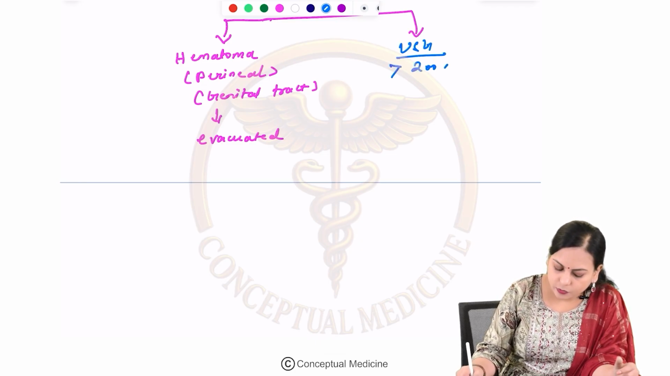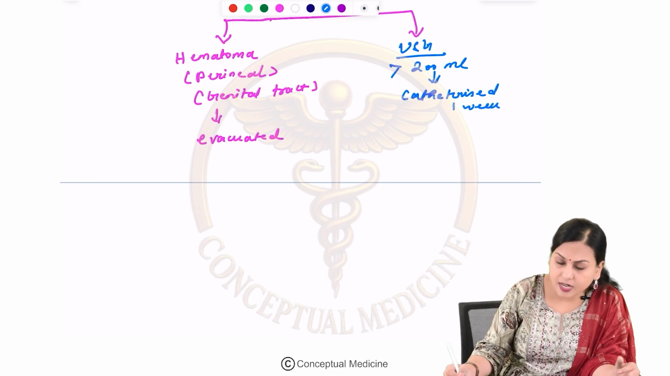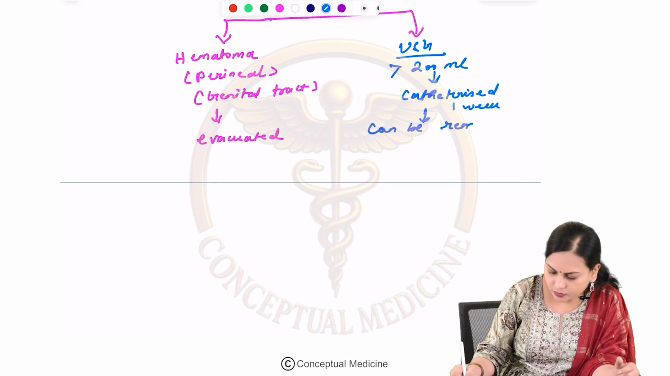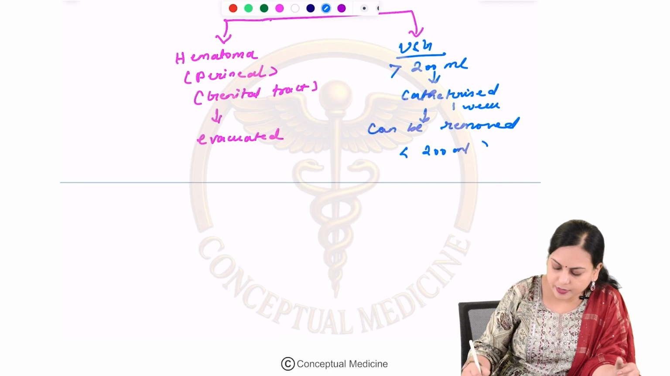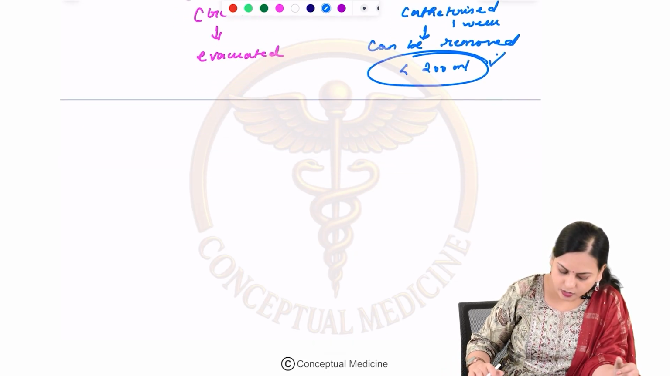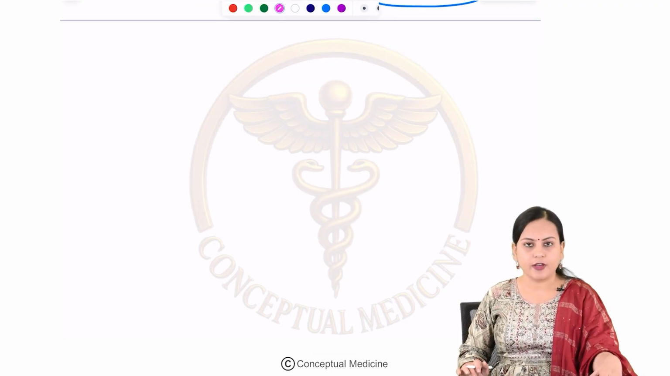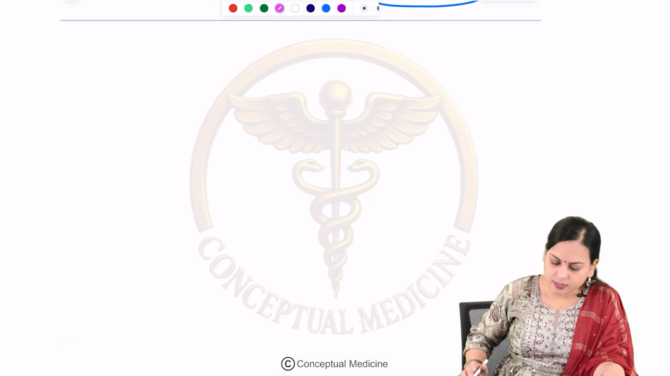If the residual urine is more than 200 ml, she should be catheterized for 1 week at least. Then after 1 week, this can be removed. Okay. And again you have to check for the residual urine, and if it is less than 200 ml, it means the catheter can be removed, and this will be the normal range. Okay. But between this period you have to give her a course of antimicrobials. Okay. Right.